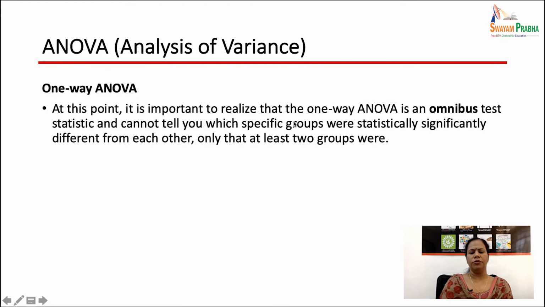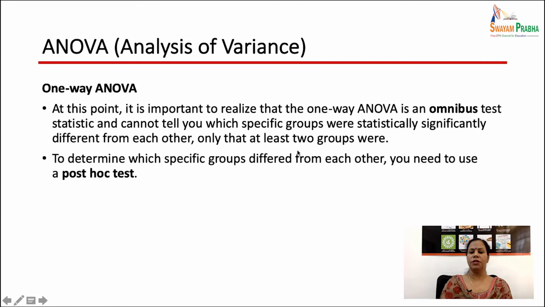At this point, it is important to realize that one-way ANOVA is an omnibus test statistic and cannot tell you which specific groups are significantly different from each other. So it will only tell us that the means of the groups are differing from each other, but it does not tell us which particular group is differing. So to determine which specific groups differed from each other, you need to use the post hoc test. So the post hoc test tells us which particular group is significantly differing from the other groups. That is used only if you are getting a significant result in the ANOVA. But if you are getting a non-significant result, then we do not go for the post hoc test because there is no significant difference.